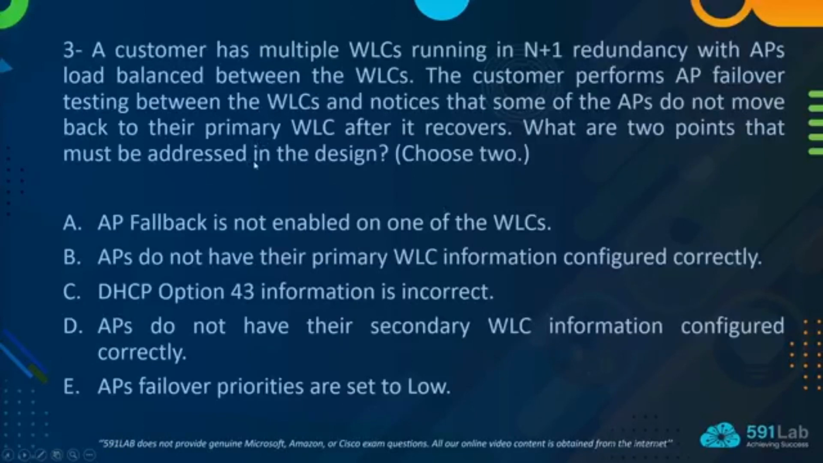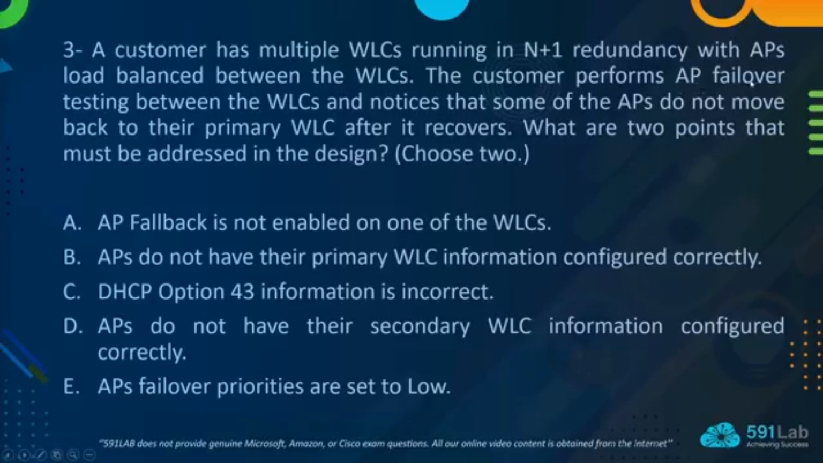Next question. A customer has multiple WLCs running in N+1. So it could be 2 WLCs or 3 or 4 or more. So they are running in N+1 redundancy mode with APs load balanced between them. Let's say that we have 100 APs. They are going to be 50-50 or 25-25-25-25. So they are balanced between these WLCs.